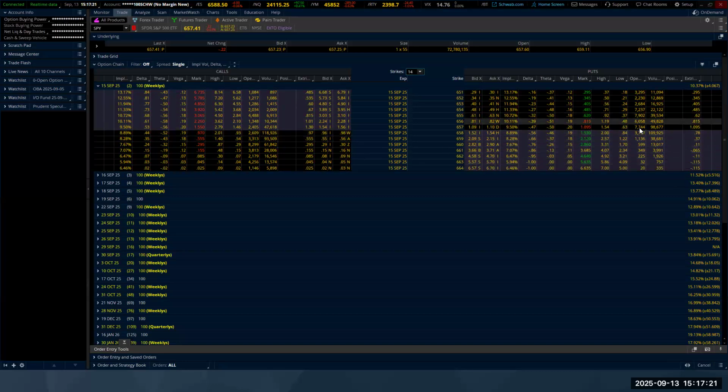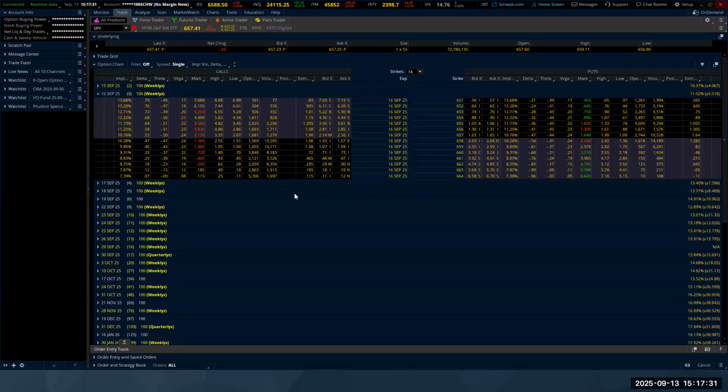Not so many on the put side. And this is just Monday expiration. And SPY is one of the most liquid options that you can trade. Let's look at Tuesday. Well, not as much, but 13,593, 10,000 there. And obviously, next week we have an FOMC meeting.